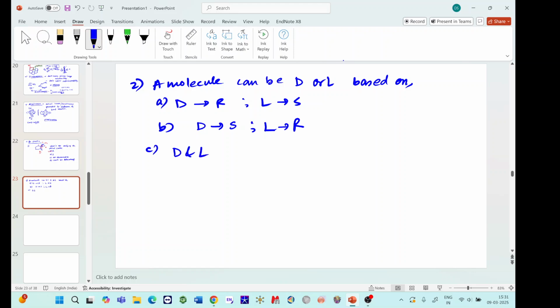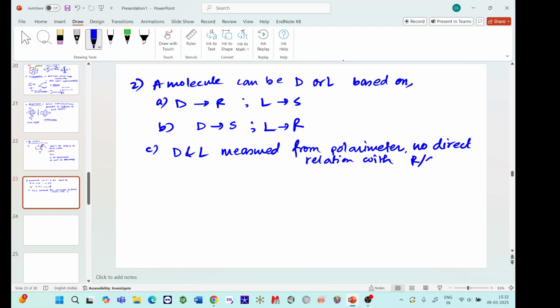D and L measured from polarimeter, no direct relation with either R or S; and option D is D and L measured from single crystal XRD. These are the four options. So what is the right answer according to you?